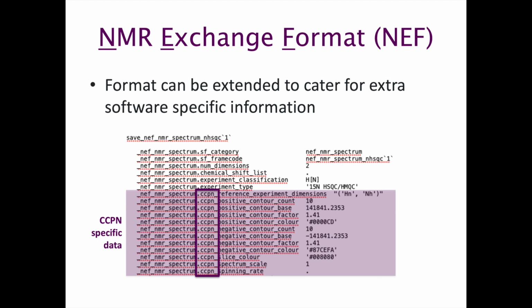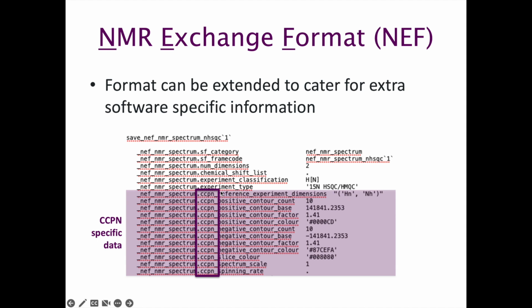So this is a save frame for a spectrum. And so there are some standard keywords here to show the number of dimensions, the chemical shift list that may be associated with it, the experiment classification, the experiment type. Of course, you can see here, for instance, you don't necessarily have to provide a chemical shift list, but you have the option to do so.